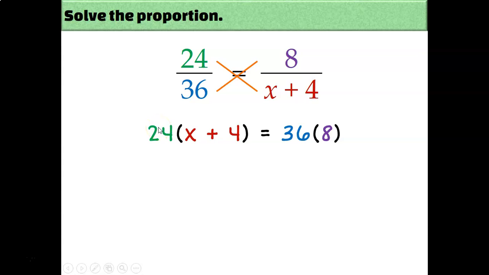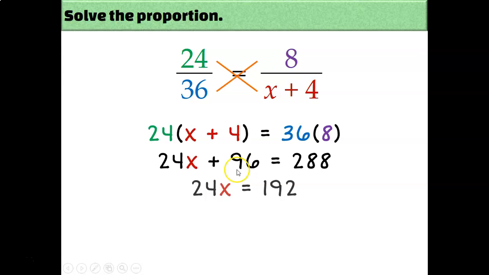It's 24 times x plus 4. I have to distribute. So 24 times x is 24x, of course, and then 24 times 4 is 96. And 36 times 8 is 288, so to continue solving I need to subtract 96 from both sides. 288 minus 96 gives me 192. And my final step would be to divide both sides by 24, so x equals 8.